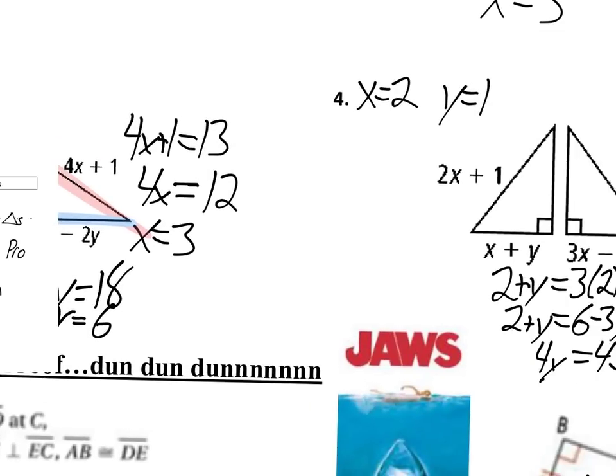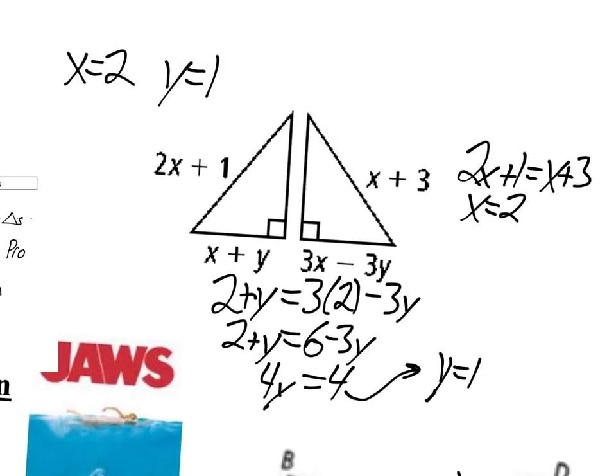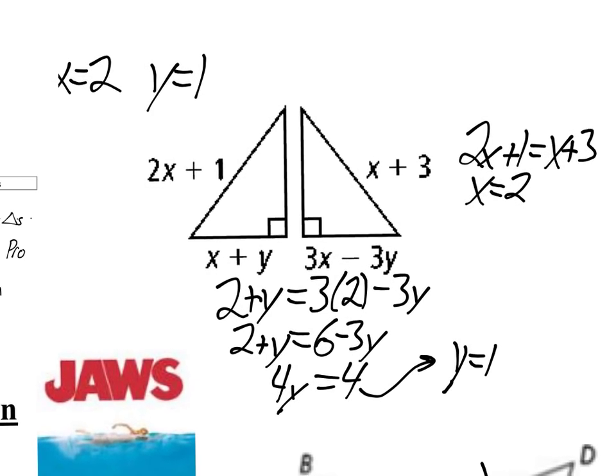Okay, next problem. Here we go. Let's just double check. So I'm looking, I want the hypotenuses to be congruent. So that tells me that this is congruent to this. So I set them equal to each other. 2x plus 1 equals x plus 3. I subtracted an x over. I subtracted a 1 over. That just got me x equals 2.